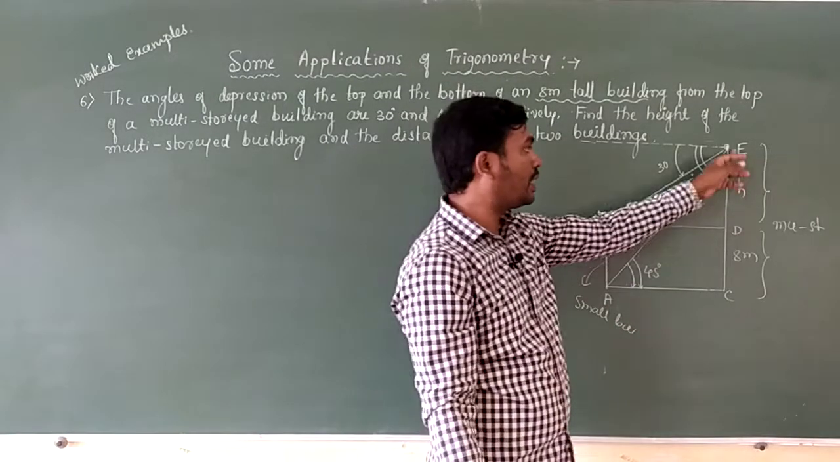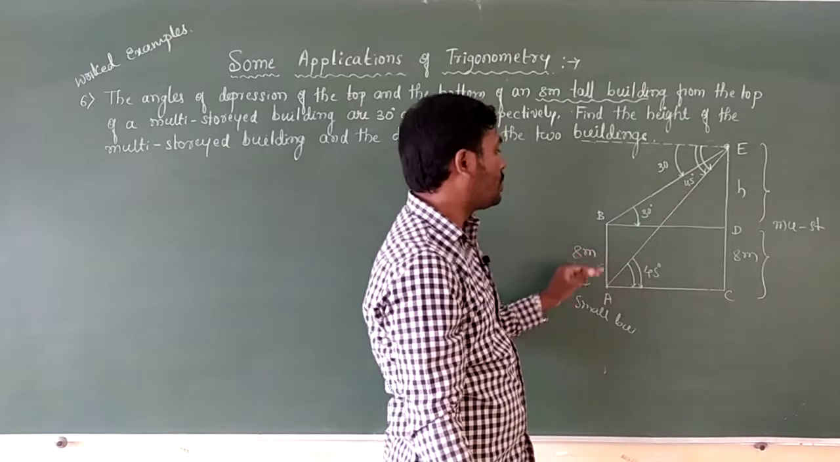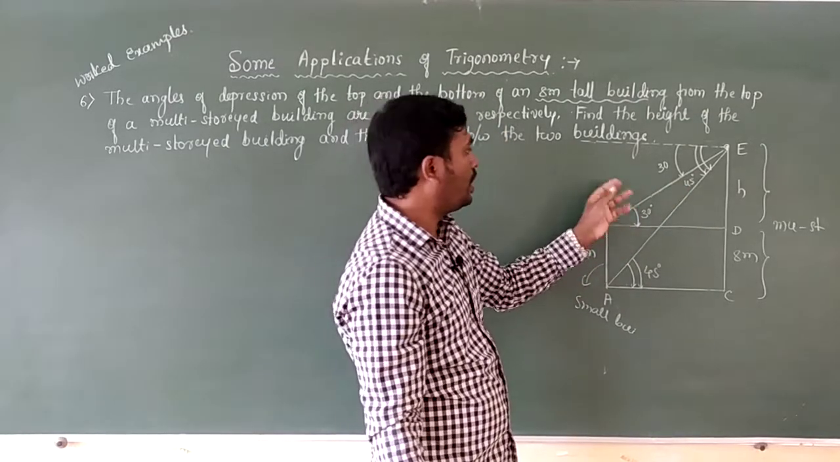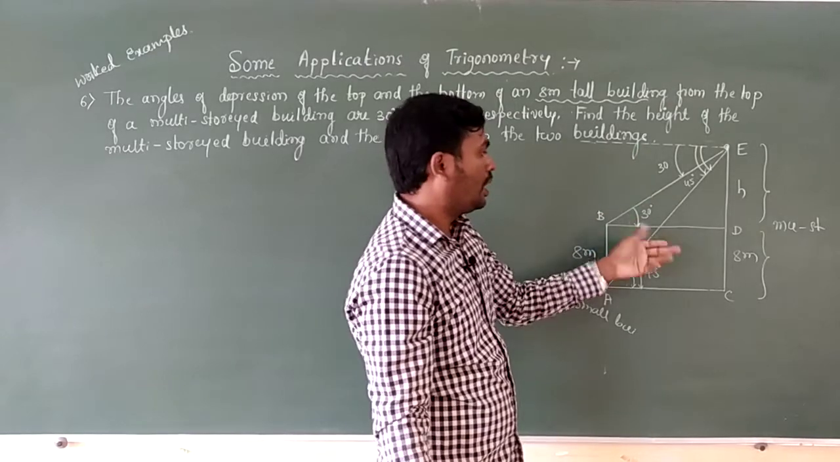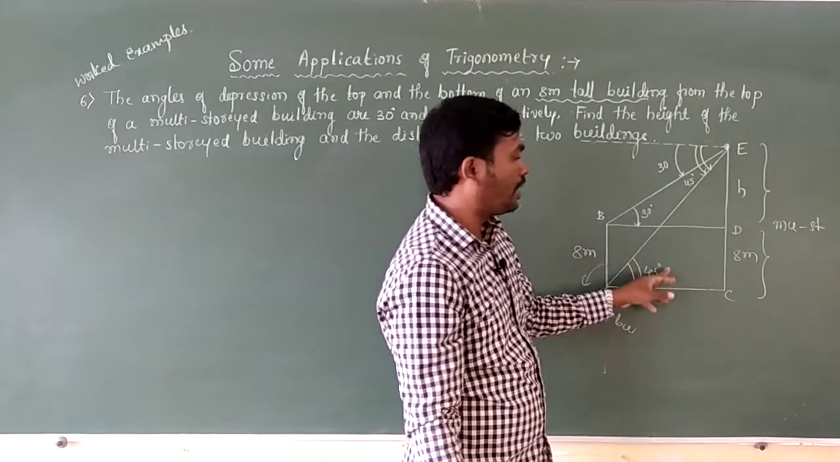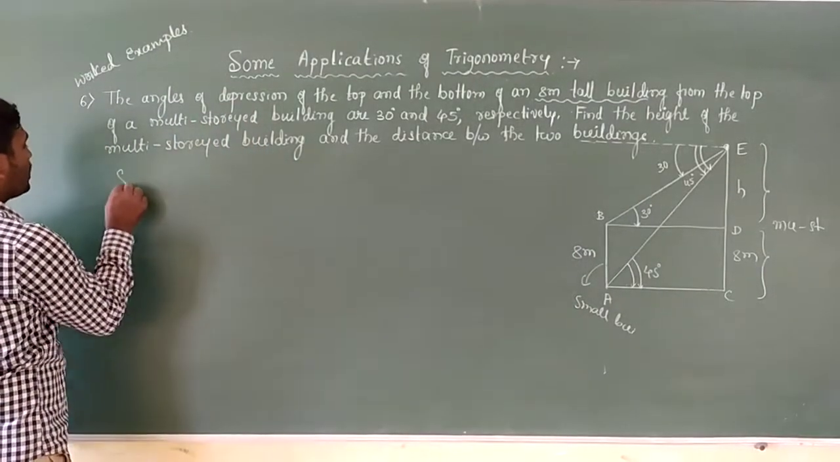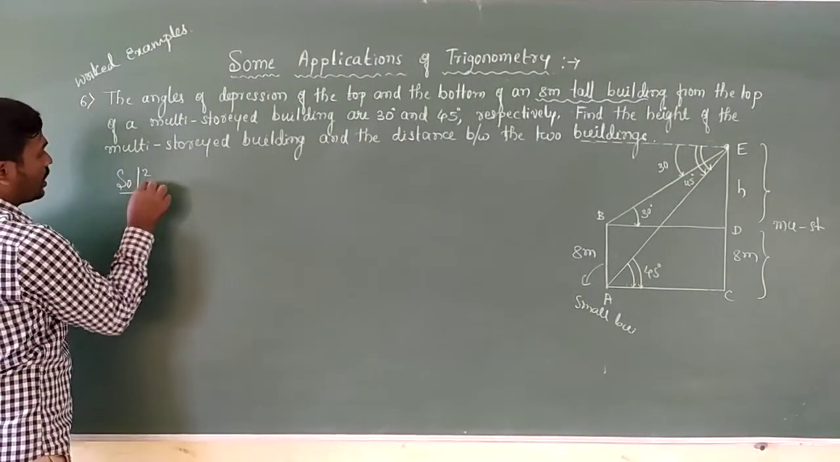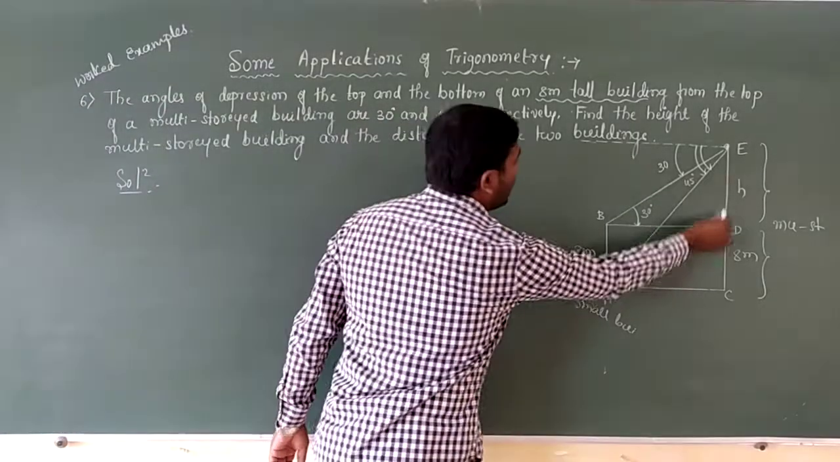Because we need to find the height of this building, it is not possible to do it by directly using these two. You can find it by extending this one to this point. Otherwise we have to use the alternate angles property, then we can solve it. So let us solve it by taking the two triangles given here. Let us take the first triangle, BDE.